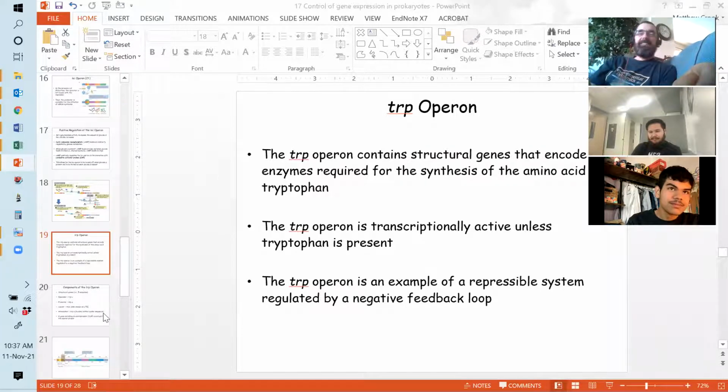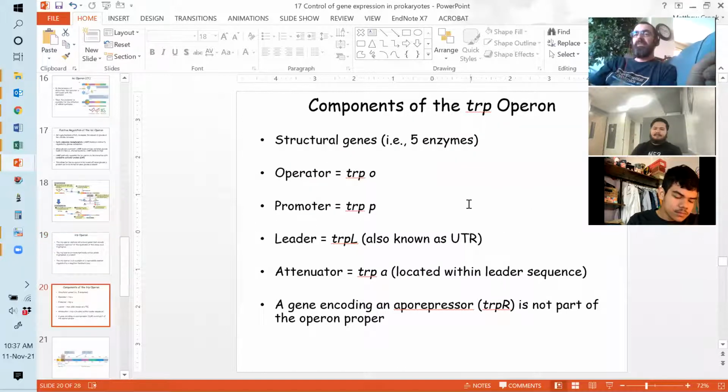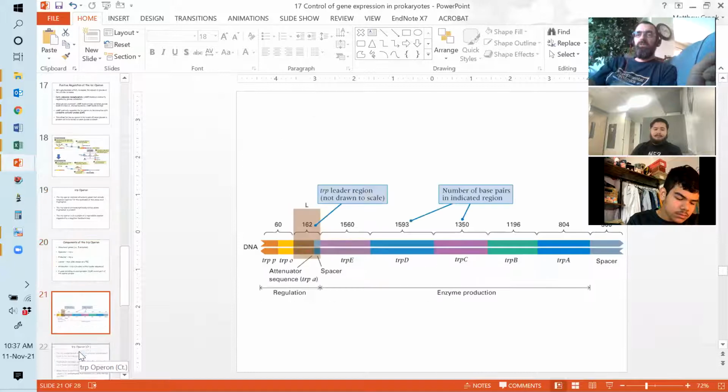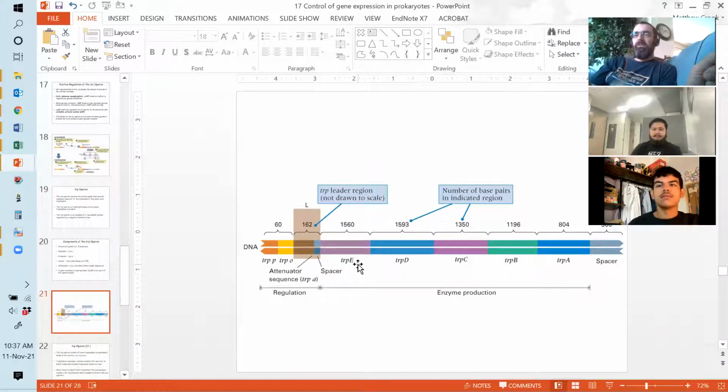Anyway, so the trp operon also consists of a bunch of structural genes, right? There's five of them, done in reverse order for some reason: A, B, C, D, and E. These are all involved in the different steps of turning, I think it's chorismate, whatever that is, into tryptophan. So these are all enzymes involved in each separate step along the path to making tryptophan.